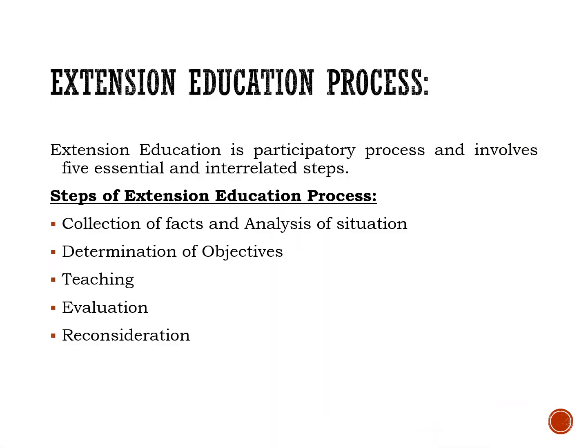Extension education process is a participatory process and involves 5 essential and interrelated steps. The steps of extension education process are given as below: collection of facts and analysis of situations, determination of objectives, teaching, evaluation and reconsideration. And now we'll see this extension education process in detail.